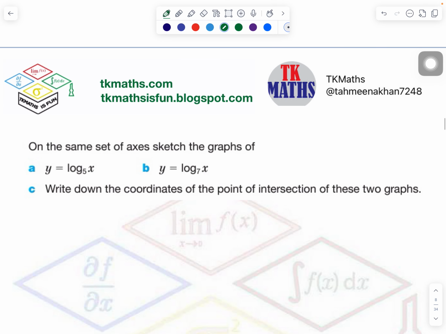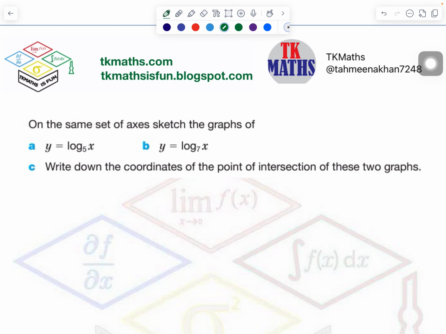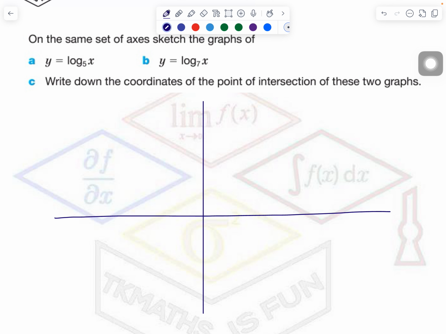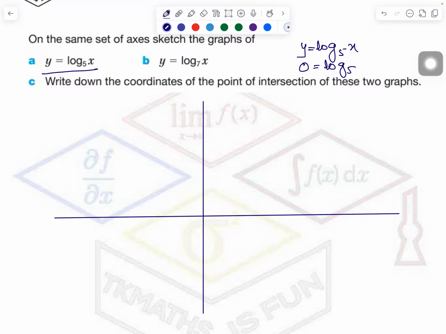Now let's see. On the same set of axes, sketch the graph of log x base 5 and log x base 7. Now in this case again, first of all, of course you will use a ruler to draw these lines. Now we know the log function intercepts the x-axis. I'm talking about this one first. If it intercepts the x-axis, then the y-coordinate will be 0. So if I put 0 here, then what should be the value of x? Log 1 always gives you 0, so that's why it is 1. So it will pass through 1.